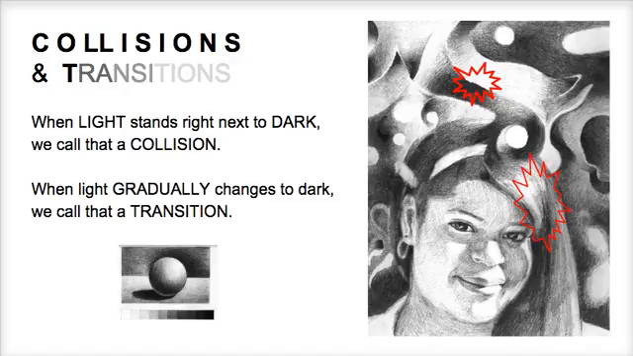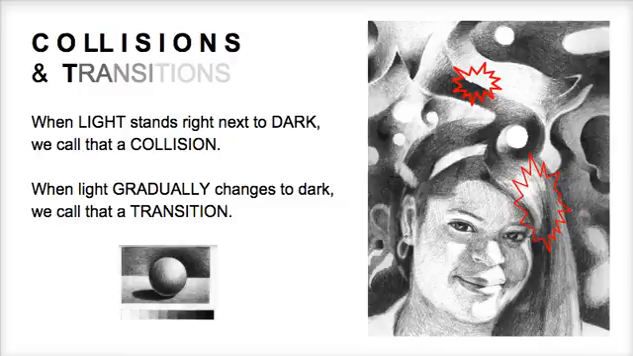Now we're going to talk about collisions and transitions. When light stands right smack next to dark, we call it a collision. A collision is like when two cars slam in. When light and dark slam together, it is called a collision. And this is a good example up here. When the light gradually changes to dark, we call that area a transition, like this area here.